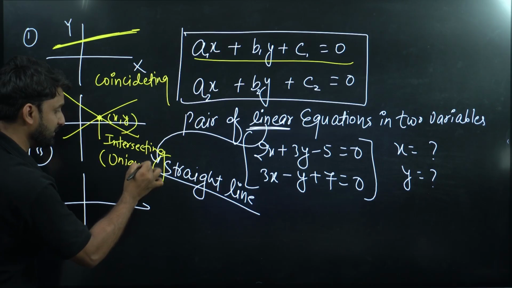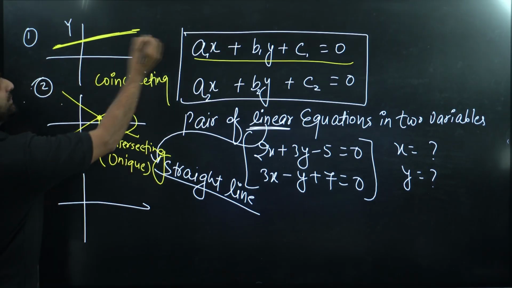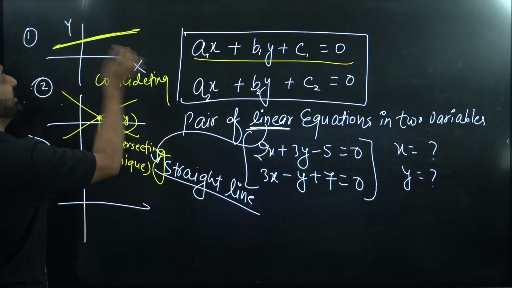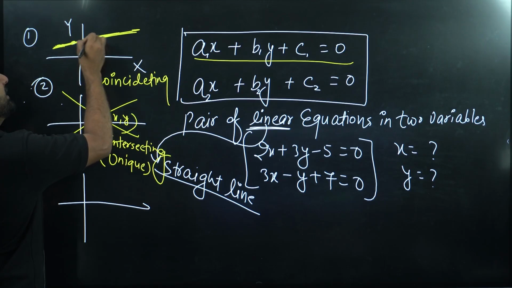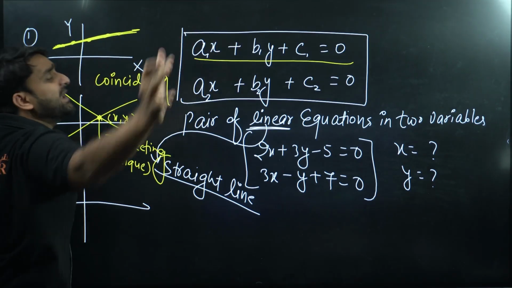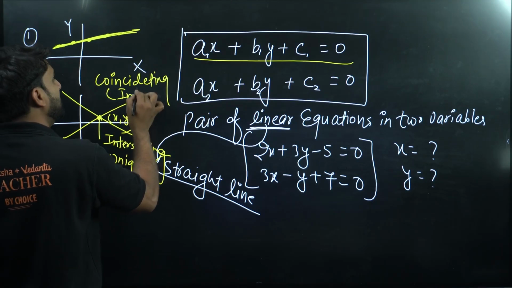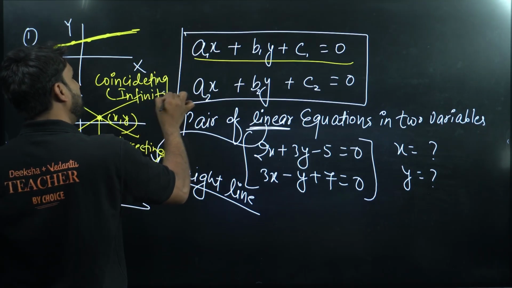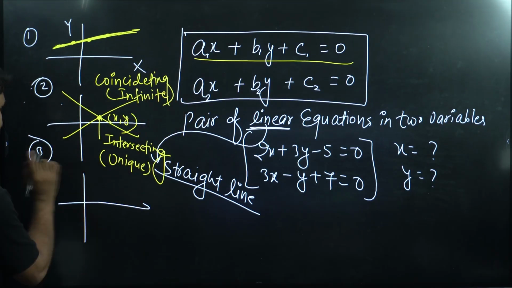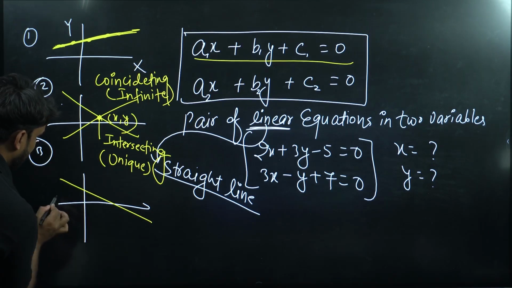Exactly one solution. And if both the lines coincide with each other, every x and y will be satisfying both the equations. So how many solutions will be there? Infinitely many solutions will be there. And the third possibility is they may be parallel to each other.